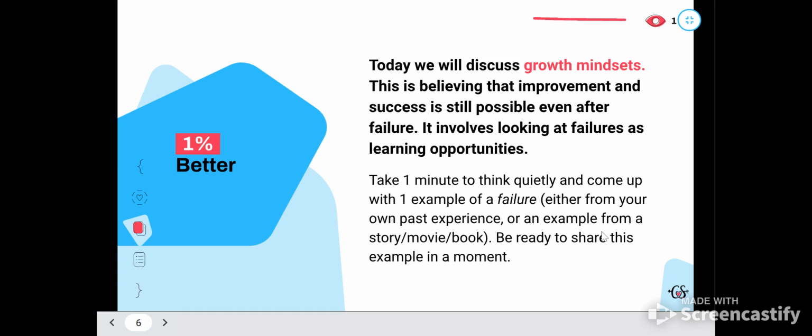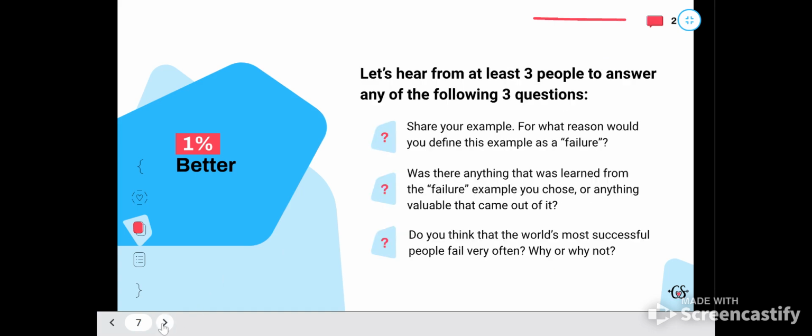And then you're going to have the students reflect on this question right here, of an example of a failure in their life or from a story, movie, or book or something of that nature. Then you are going to have students answer these three prompts.